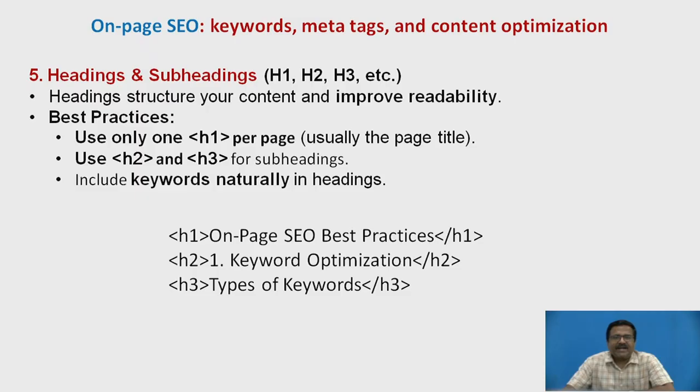Then the fifth is heading and subheading. You should include the keywords that we have researched in the first step quite often in the headers and the paragraphs that we are embedding in our web page. For example, H1: on page SEO best practices, H2: keyword optimization, H3: types of keywords. If you are using H1, H2, H3 tags in your web page, and you are using the keywords that you got in the keyword research in the text of these H1, H2, H3 tags, then definitely it will improve the SEO.